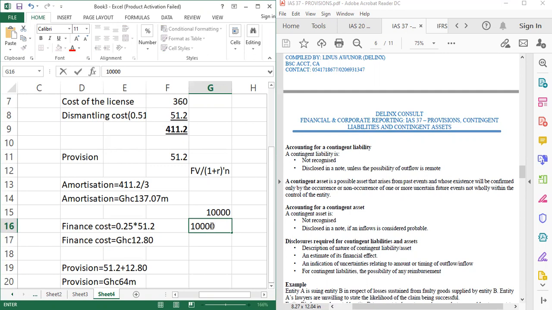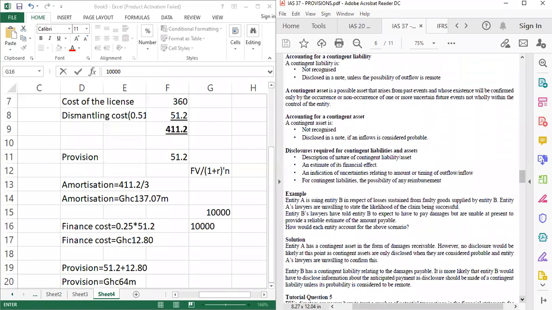But if there's nothing like this, just leave it. Don't recognize a contingent asset. That is a provision. So if there's a provision, it is always based on a lawyer's what? Estimate. Let's look at some examples.